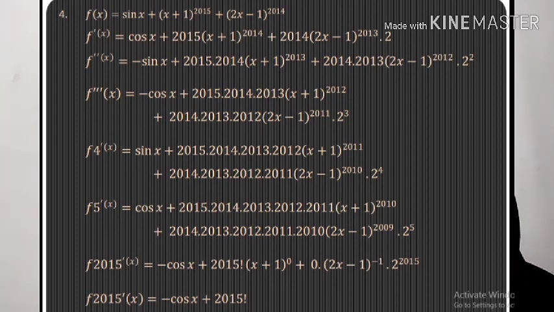So we get that the 2015th derivative of f of x is equal to negative cosine x plus 2015 factorial. That's all from me.